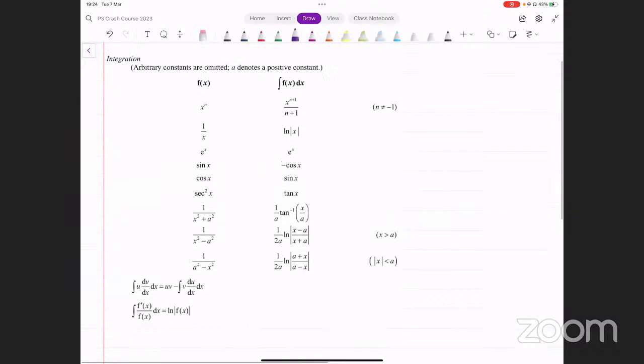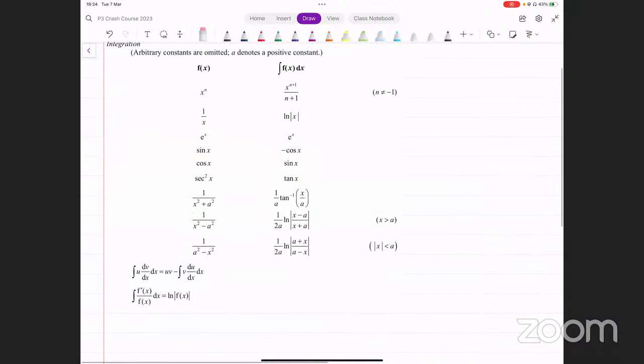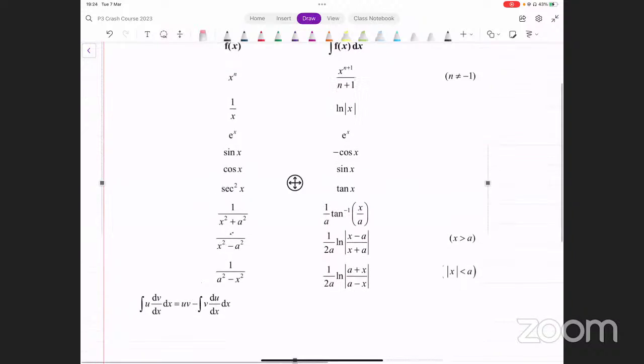For the tan inverse form, 1 over x squared plus a squared, the integral is 1 over a into tan inverse of x over a. For tan inverse, this is a rule that we're given in the formula sheet. Okay.